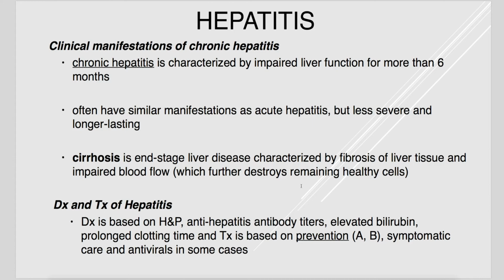So diagnosis and treatment of hepatitis, H&P, anti-hepatitis antibody titers, to show exposure. Elevated bilirubin, for sure. Prolonged clotting time, again, because the liver produces clotting factors. If it's not functioning normally, it's not producing those clotting factors. And then treatment, for A and B, there are vaccines, so that's good. Prevention, also washing fruits and vegetables, and being aware of where your food's coming from, and also symptomatic care.